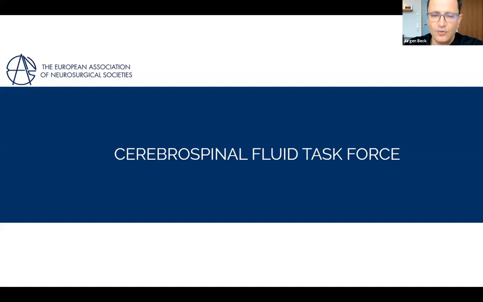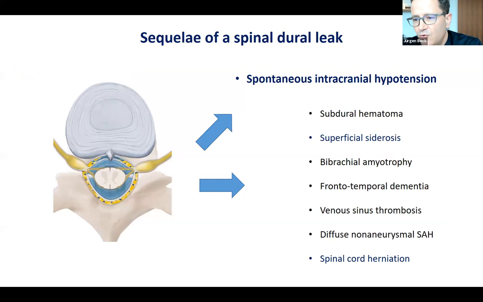And to give you an overview of what might come, there was an excellent question by you and one of our audience that spinal cord herniation is also a sequelae of spinal dural leaks. There may be many sequelae of spinal dural leaks. We just discussed spontaneous intracranial hypotension, but there are also, as Christian mentioned, subdural hematomas. I strongly believe that superficial siderosis is also a sequelae, a long-term consequence of a tear in the dura. And there are more rare instances, but clearly spinal cord herniation belongs also in the spectrum of the disease. So this is from my side.